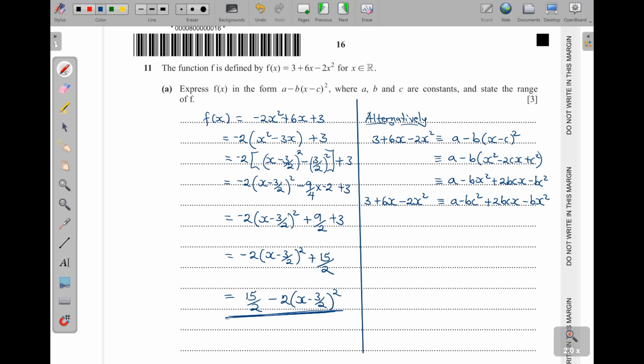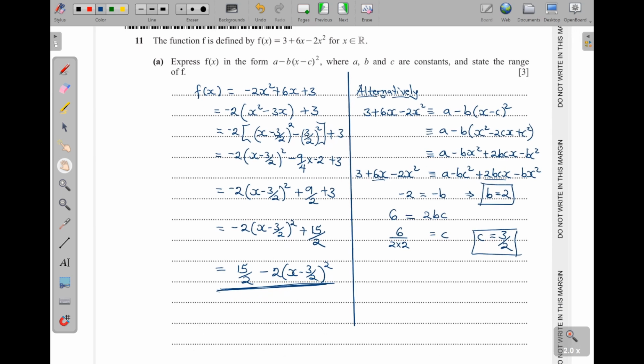Now we equate coefficients. The coefficient of x squared is -2, so -2 is equal to minus b, meaning b is equal to 2 when you divide all through by -1. Next, the coefficient of x here is 6, so I equate it to 2bc. That means my c is going to be 6 divided by 2 times 2, since b is 2. So c simplifies to 3/2.